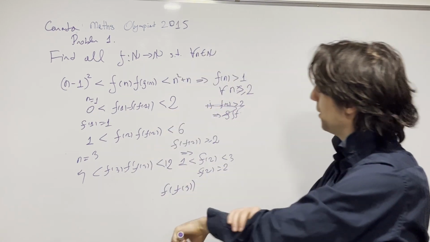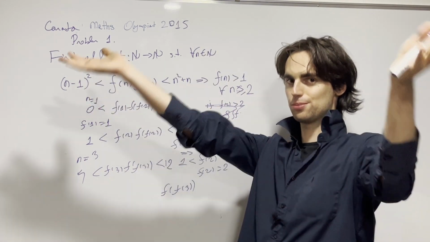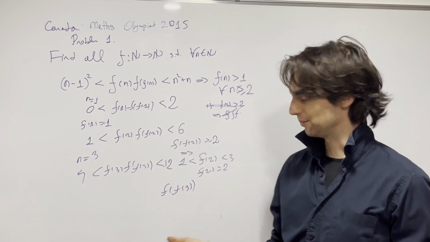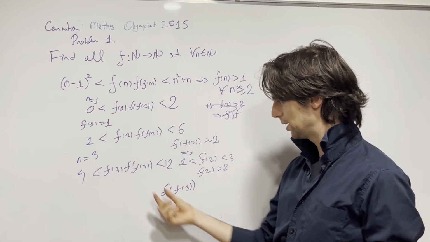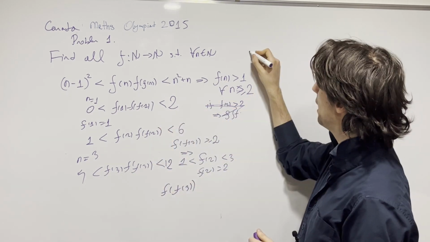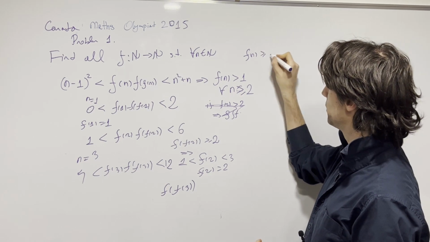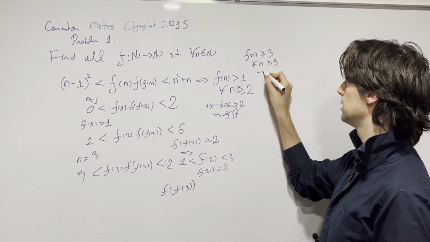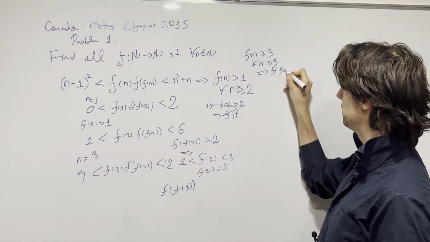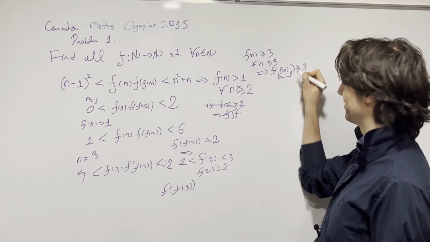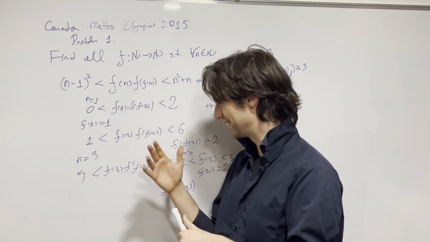So that is how we know f of 3 needs to be greater than or equal to 3. Right? Because by extension, if f of n is greater than or equal to 3 for all n greater than or equal to 3, then it follows that this thing in here is greater than or equal to 3. So that's how you can get that.